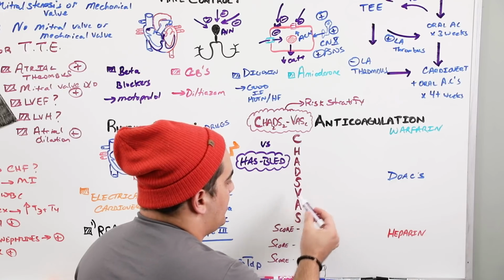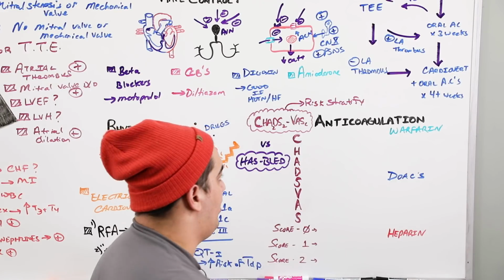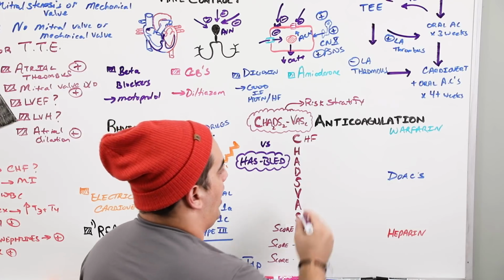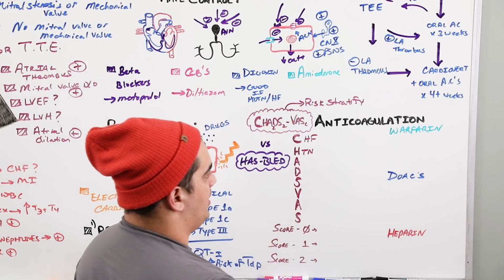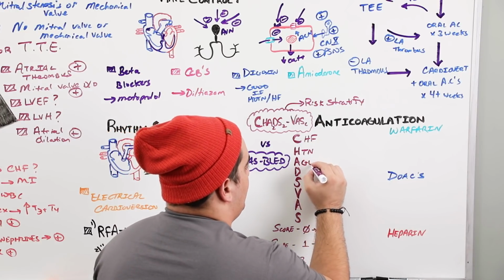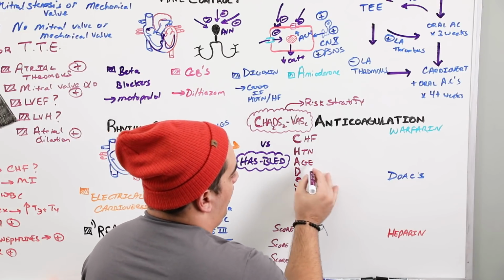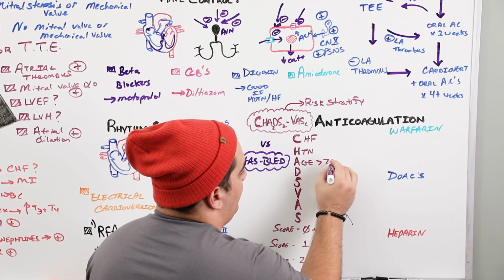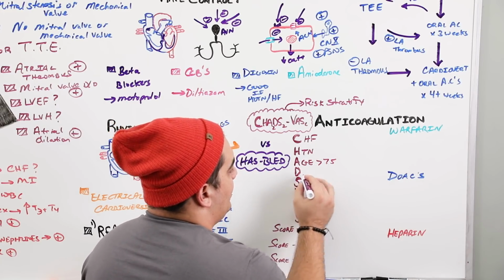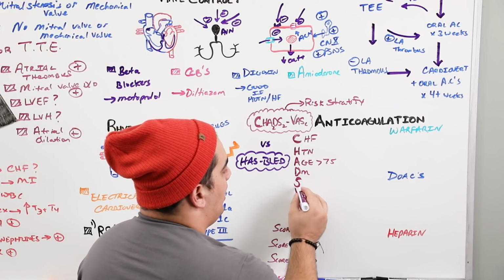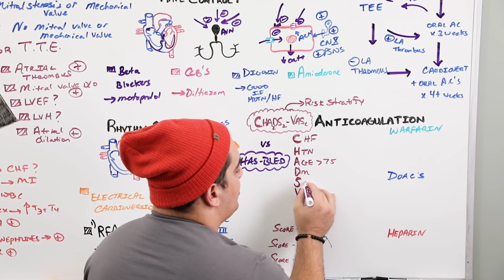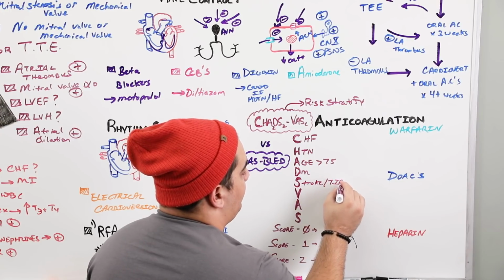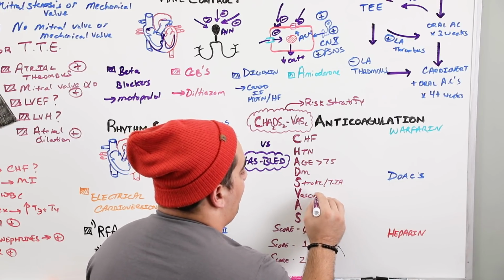Well, this is an acronym. It tells us what we need to know, right? So CHF is one, okay? Hypertension is another one. Age is another one. Now at this point in the acronym, there's two A's and they both mean age. This one is greater than or equal to 75 years of age. D is for diabetes. S is if they've had some type of recent stroke or maybe even a TIA. V, if they have some type of vascular disease.